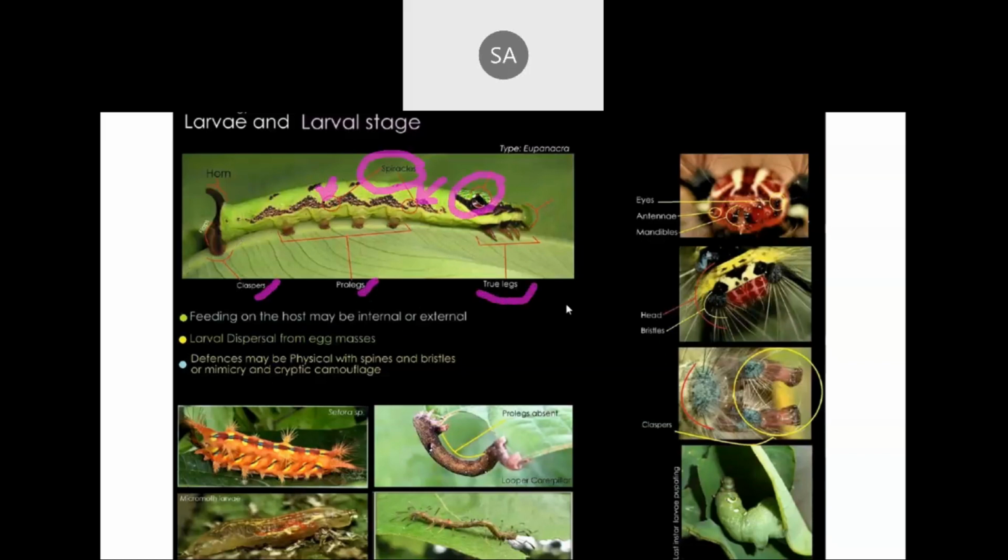So feeding on the host. When the larva feeds, this feeding can be internal or external. Some moths go inside the tree bark and feed, and most of the moths eat leaf parts. Then larvae disperse. When the eggs are laid, the larvae disperse from the egg masses. They go in different directions so that they can consume more food and competition is less. And in order to defend themselves from predators, they have physical spines and bristles.